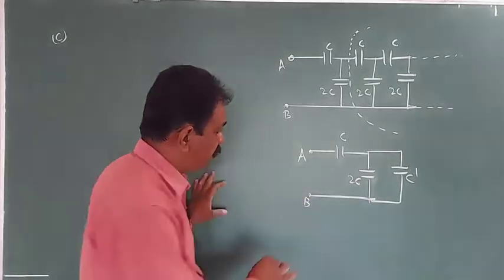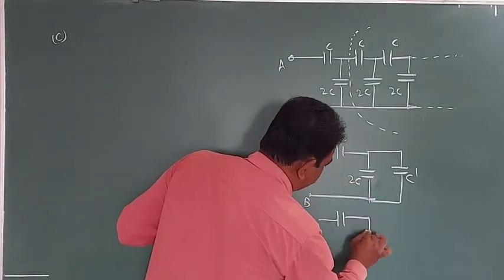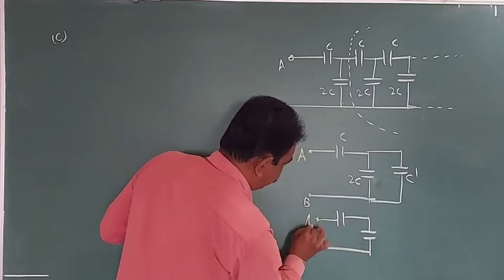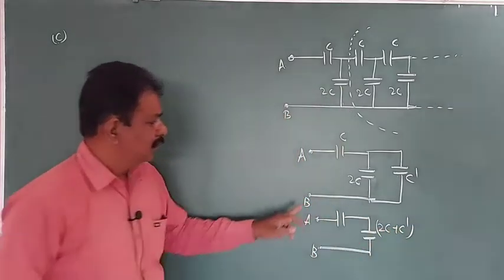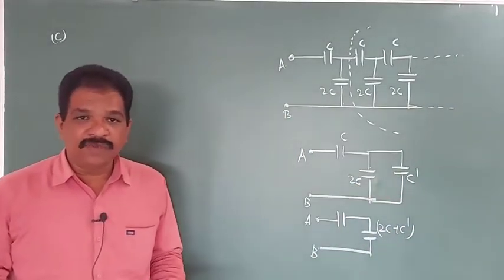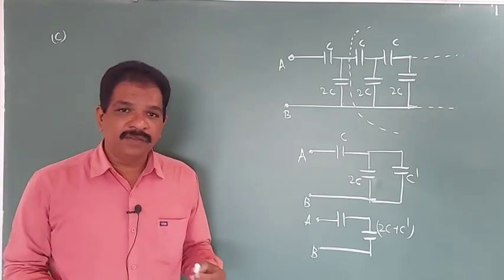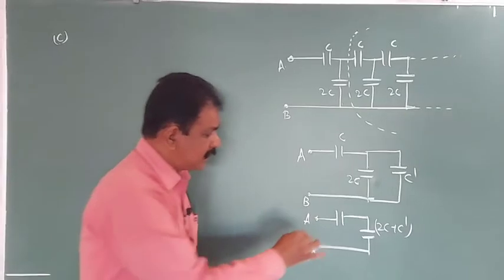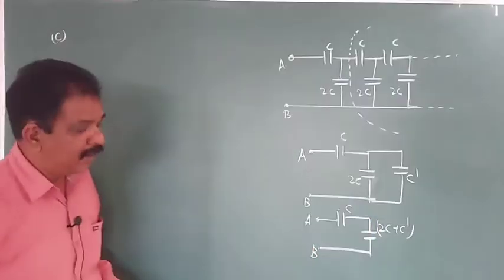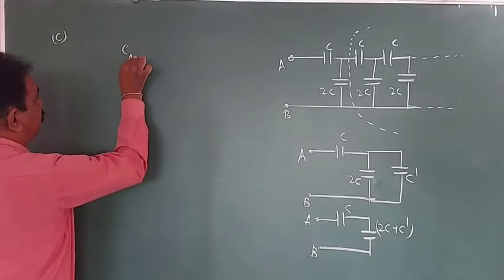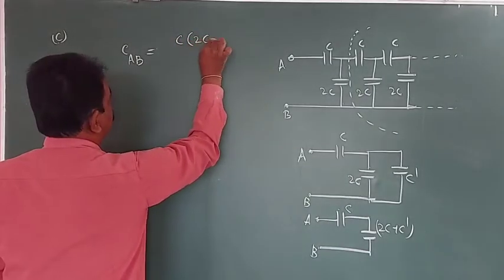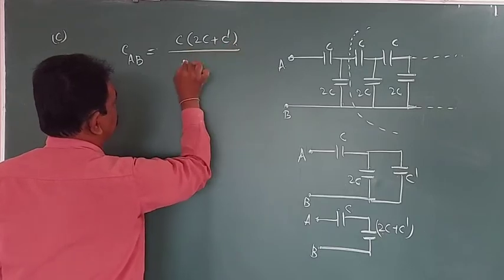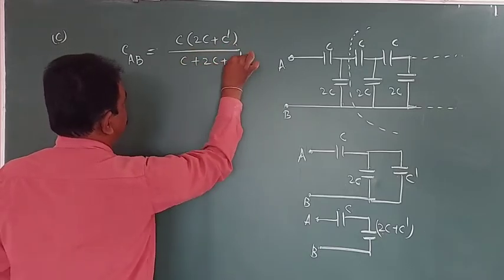The effective of these two will be 2C plus C dash. These two are in parallel, na? Effective will be how much? 2C plus C dash. Again this C and this will be in series. Then CAB is equal to C1 C2 by C1 plus C2, C into 2C plus C dash by C plus 2C plus C dash.